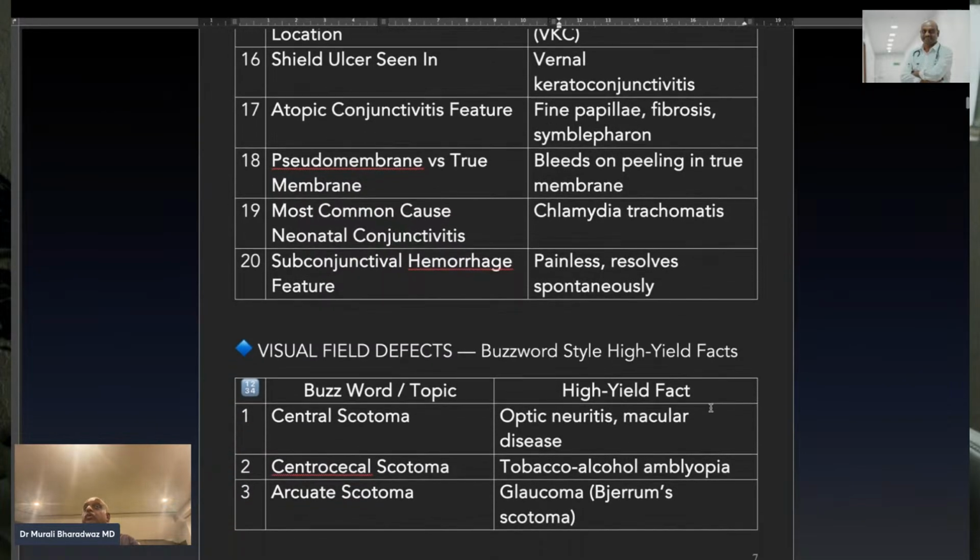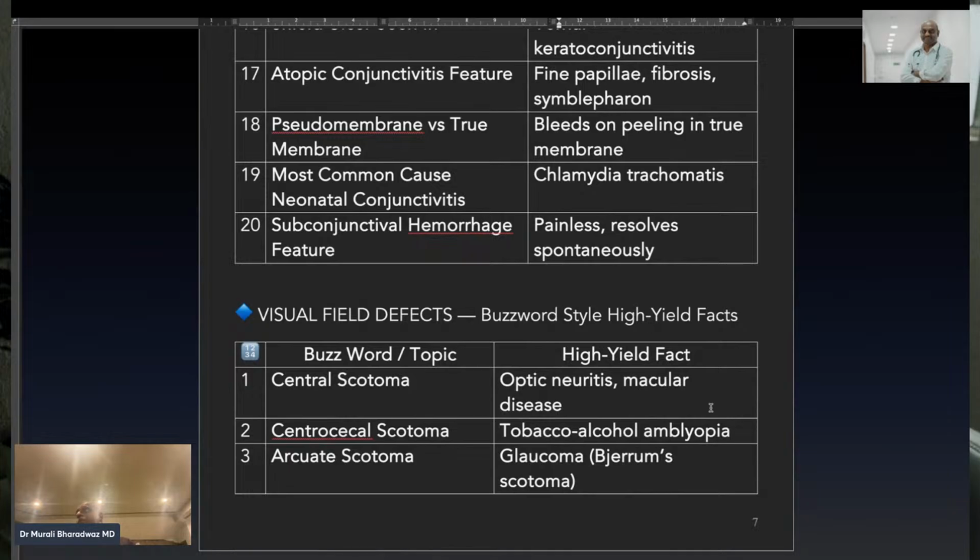Now, how do you know whether it is pseudomembrane or true membrane? Pseudomembrane can be peeled off easily. True membrane on peeling will lead to bleeding. The most common cause of neonatal conjunctivitis is chlamydia, because the maternal vaginal tract itself is the source for chlamydia.